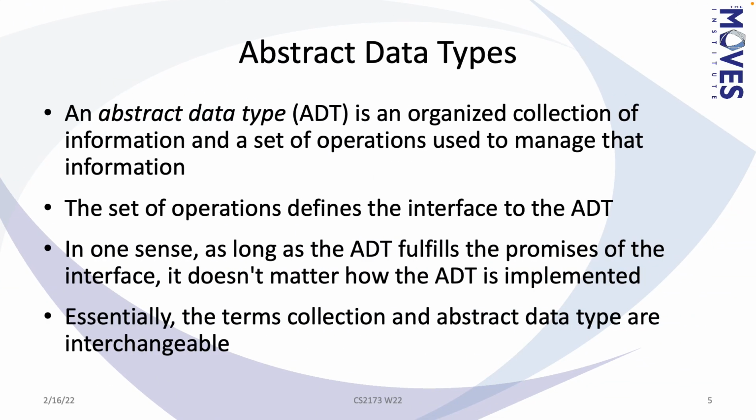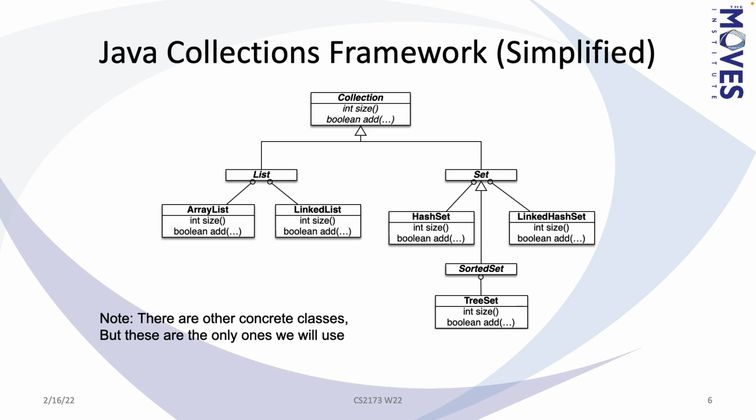Now, this abstract data type is a computer science-y term. Have you encountered that term before? No. Basically, just think of it as, I prefer the term collection, so never mind that. So here's a simplified version of the Java collections framework. It's a little more complicated than that, but this is really all you need to know.